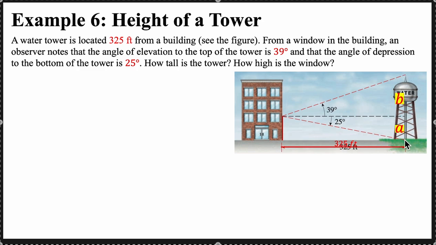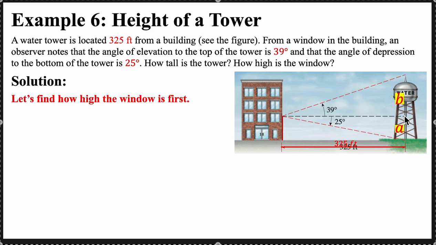So that is the sum of the length A plus the length B. And how high is the window? Well, the height from here to the window is the same as the height from here to this line right here. So how do we solve this problem? Well, first, let's find how high the window is using the triangle right here, the bottom triangle. We know the distance from here to here is the same as the distance from here to here.